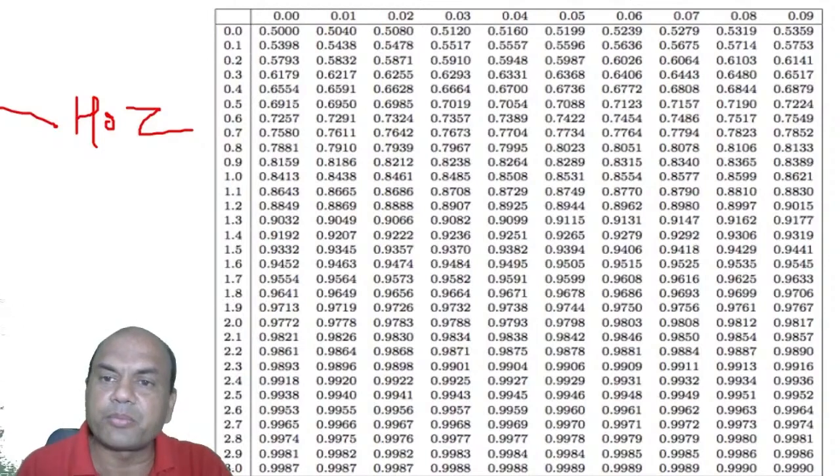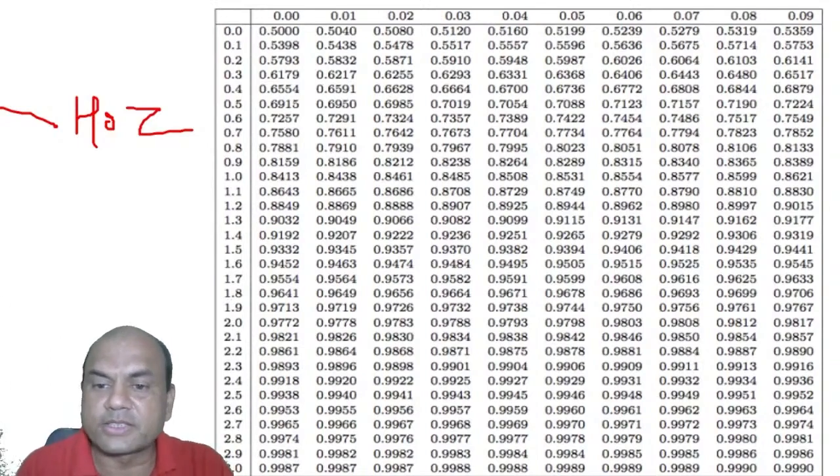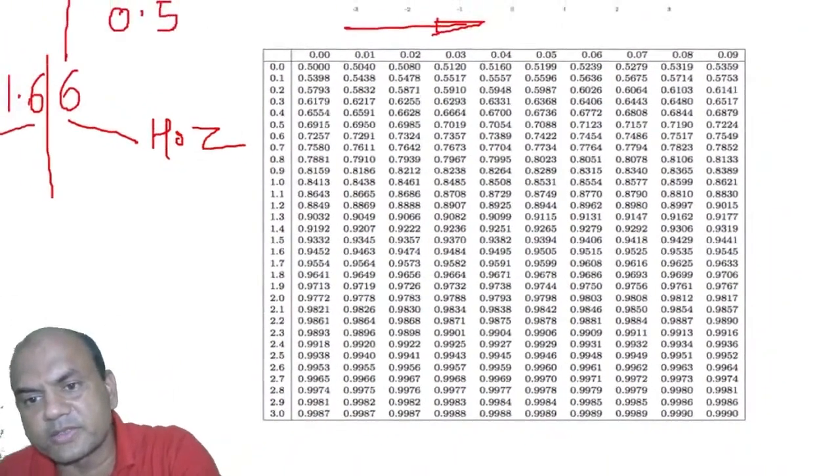Those who have not heard, kindly give me the answer for 1.66, that is 1.6 and 0.06, in the comment section. It is 0.9515. Got it? This is 0.9515. Everyone got this? Clear?